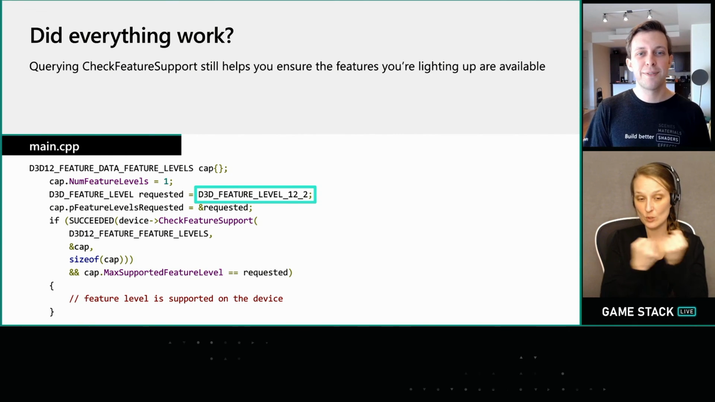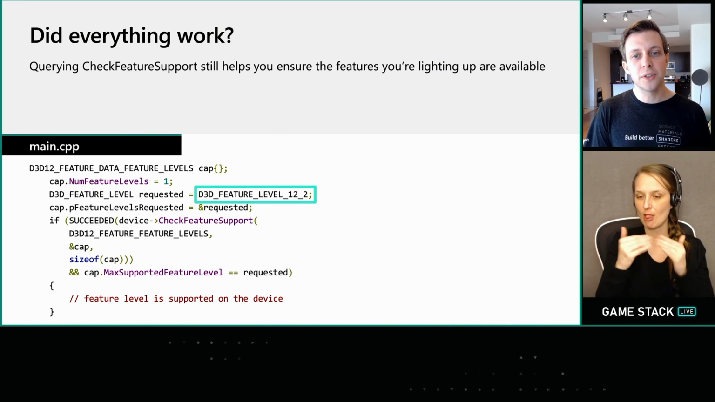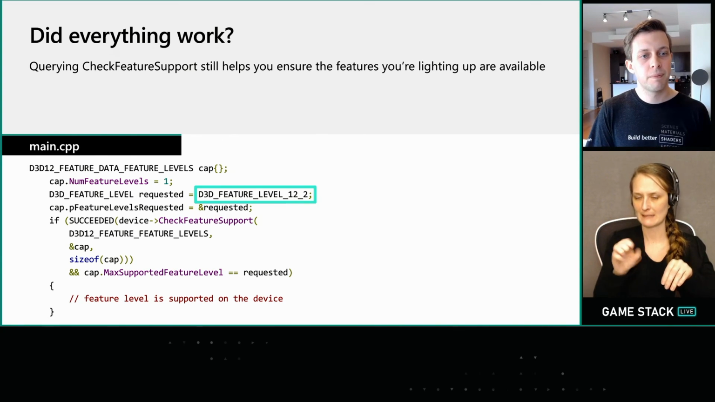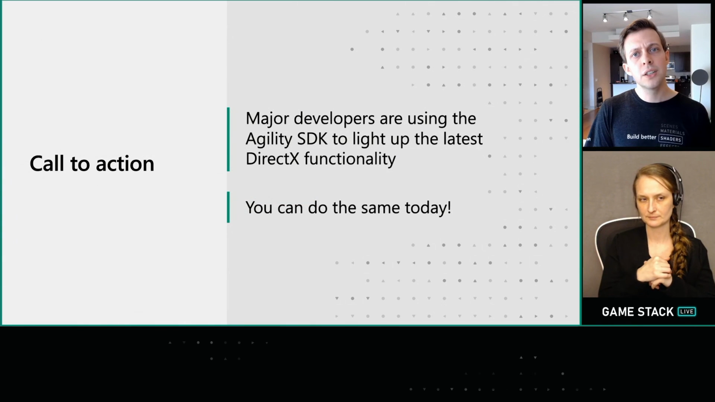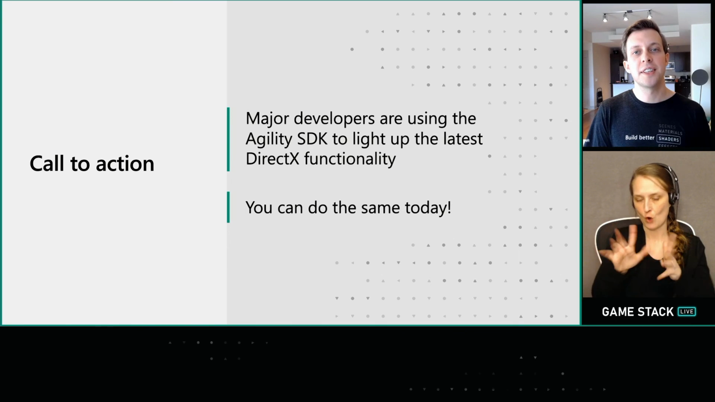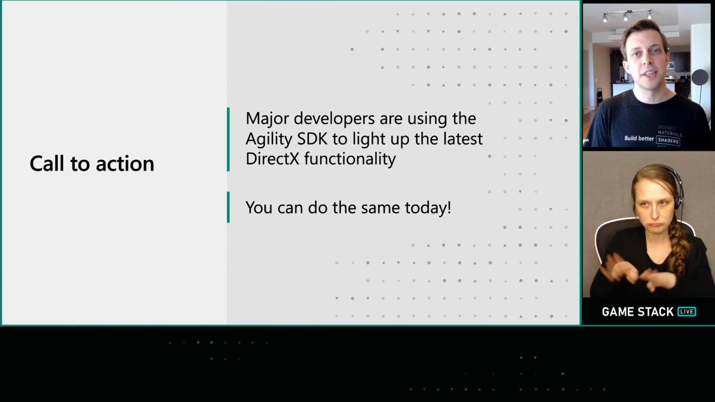That's right, but let's make this bit even more obvious. Here we see again that developers can now access feature level 12.2, which includes the full DirectX 12 Ultimate feature set and then some, on a much larger install base than ever before. To wrap this all up, major developers have already gotten started with using the Agility SDK, and we're opening up the floodgates to all developers today. You can do the same.